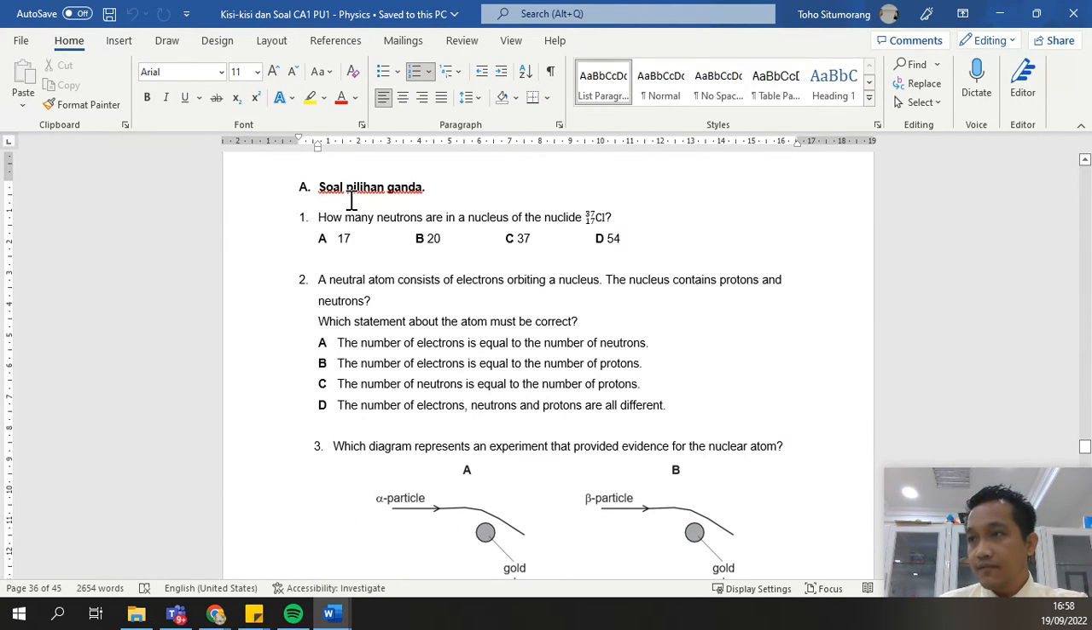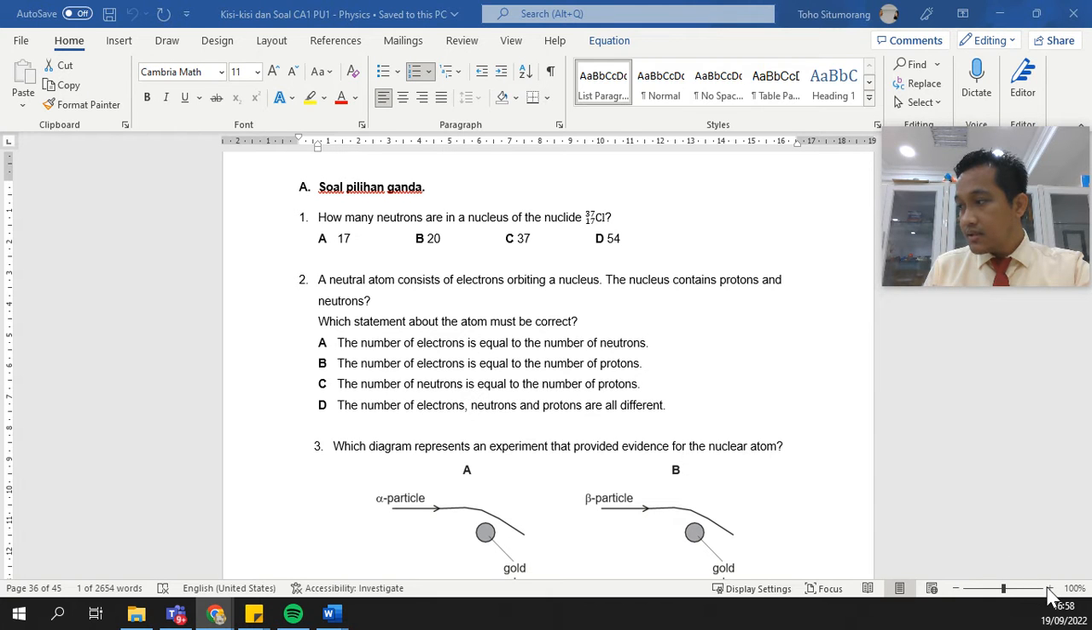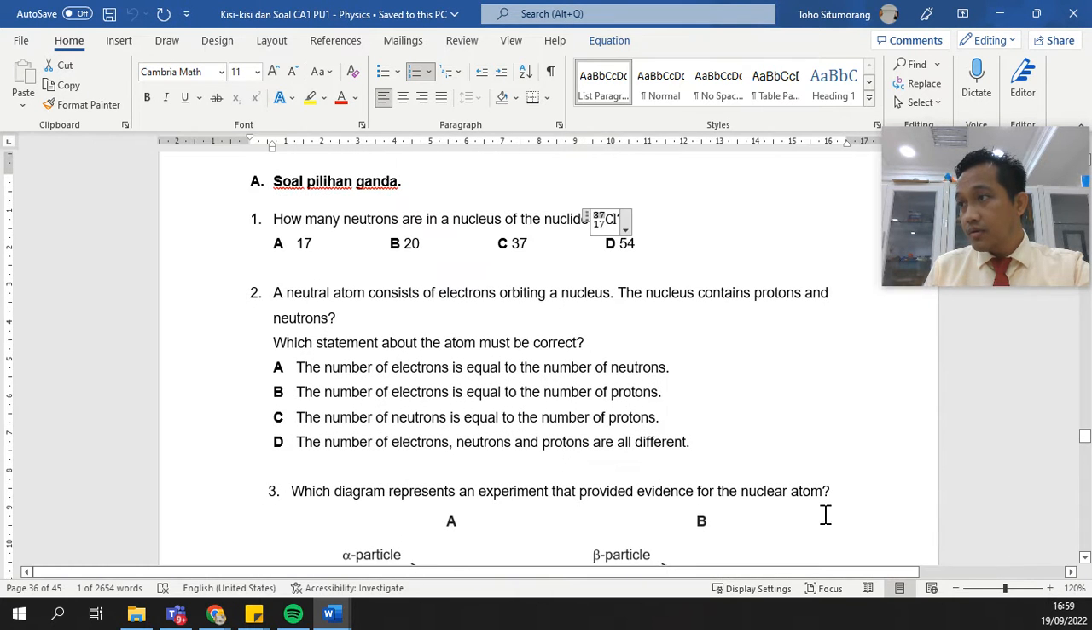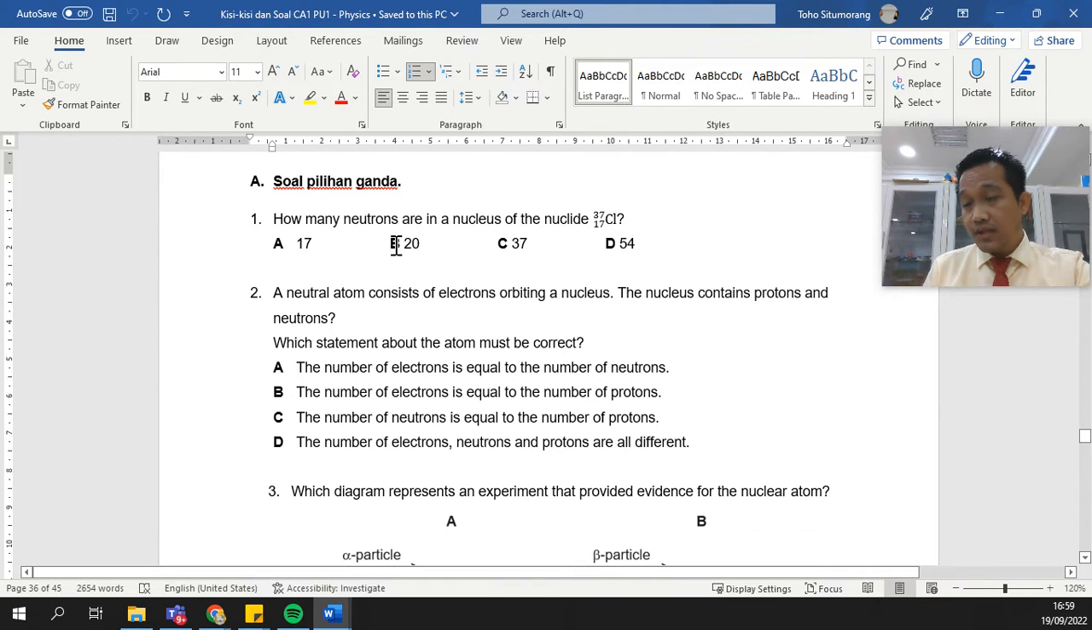So, in the first question, how many neutrons are in a nucleus of a nuclide? 37, 17. 17 means the amount of proton, and 37 is the combination of proton and also neutron, right? So that means the amount of neutron is 37 minus 17. So there are 20 neutrons.